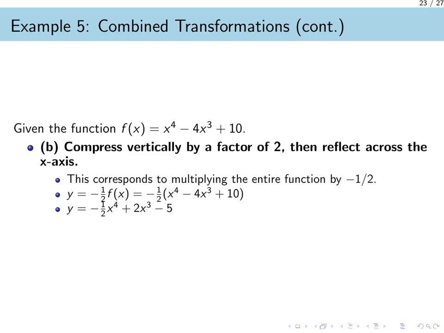We start with y equals negative 1/2 times the quantity x to the power of 4 minus 4x cubed plus 10. Distributing this constant to each term inside gives our final formula. Y equals negative 1/2 x to the power of 4 plus 2x cubed minus 5. Remember that these vertical operations apply to the entire function output, not just the input x. Therefore, multiple vertical transformations can be performed together with a single multiplication.